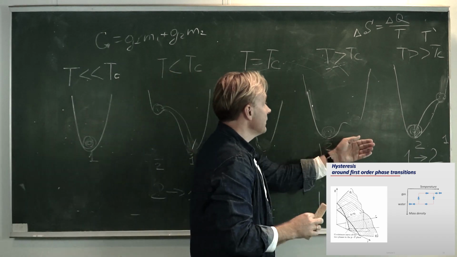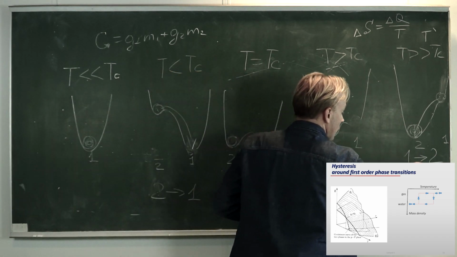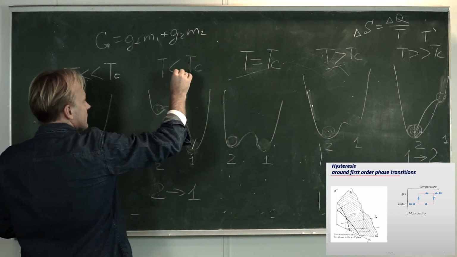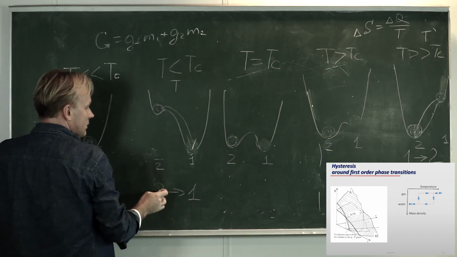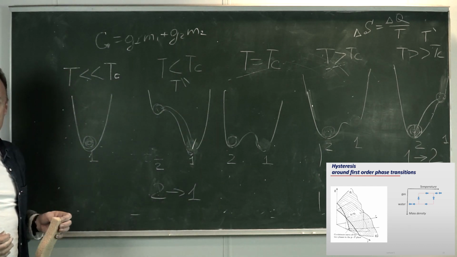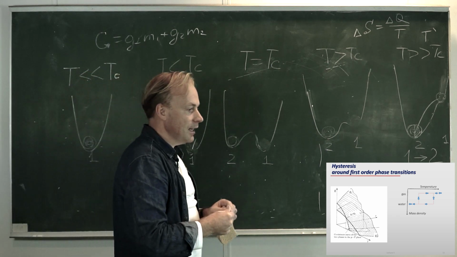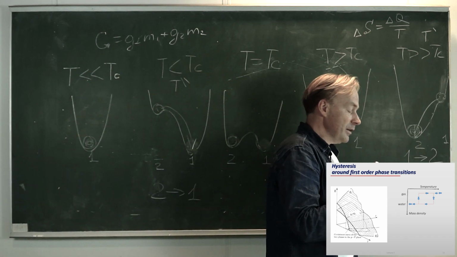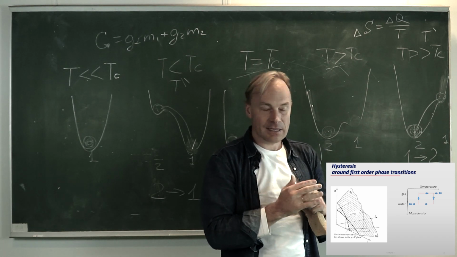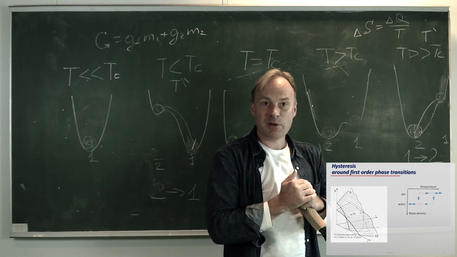So we had a phase transition from state 1 to state 2 at temperature T prime, and the phase transition from state 2 to state 1 at temperature T double prime. Different temperatures, exactly as I showed in the figure. Well, you may ask yourself, why don't we observe this effect experimentally? Well, as I said, you should do the experiment properly.